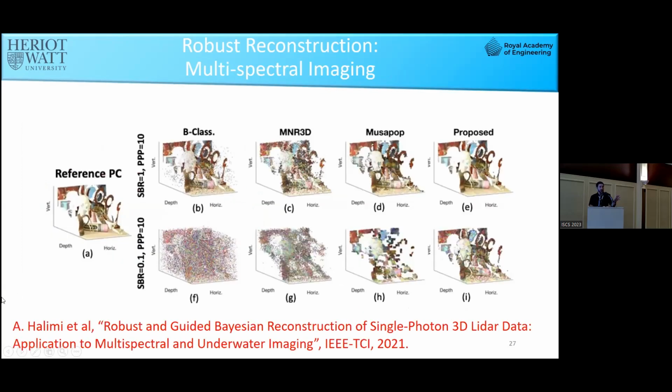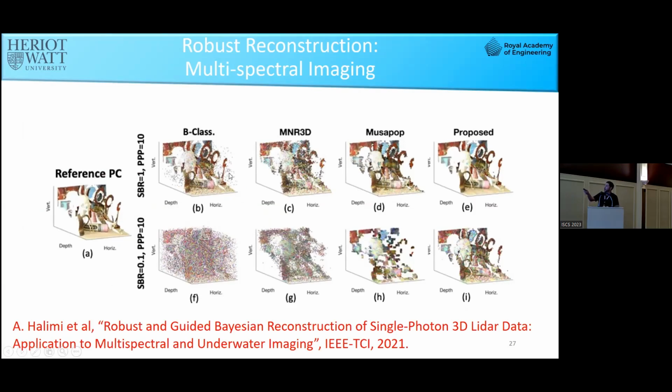Now, the strategy can also be applied on multispectral LiDAR data. So we validated this on simulated data. As you can see here, we have our ground truth, in which we have a point cloud, and for each point we have columns, assuming that we sample the data with different wavelengths. And here we have two rows.